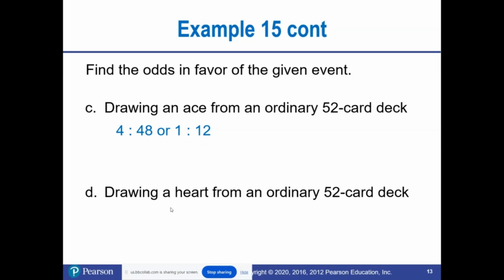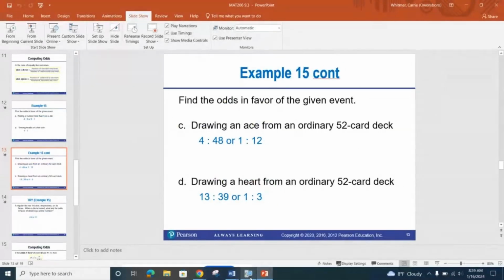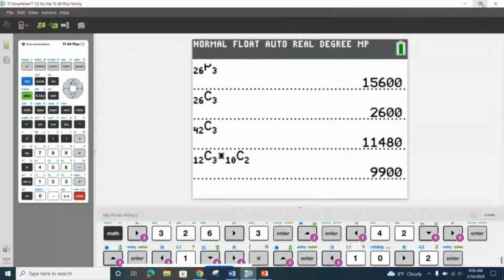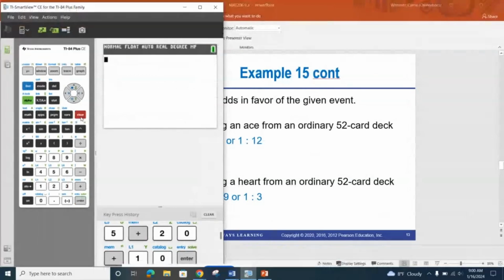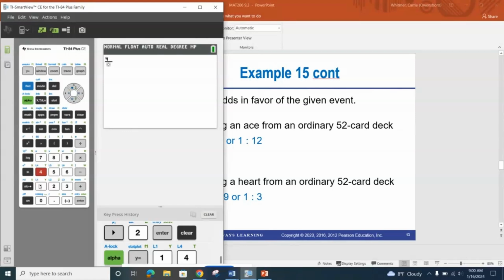Okay, and even though you're not writing this as a fraction, you can still use your calculator to reduce the fraction if you need to. Let me pull that up here. Okay, so if you struggle reducing fractions, you're going to do this on your calculator. Alpha y equals number 1 will let you put in a fraction, and you're going to type in the 4 on top, 48 on the bottom, and it reduces it to 1 to 12.